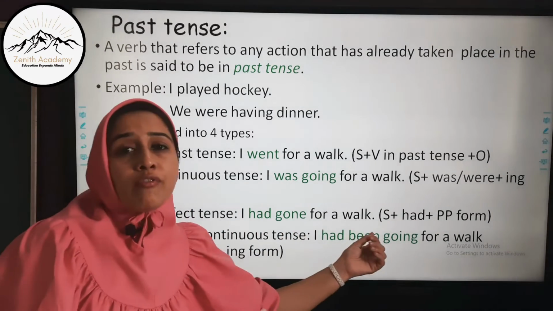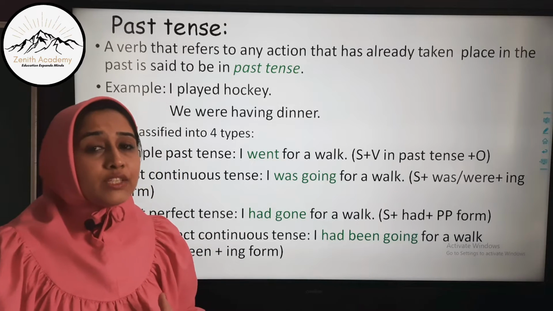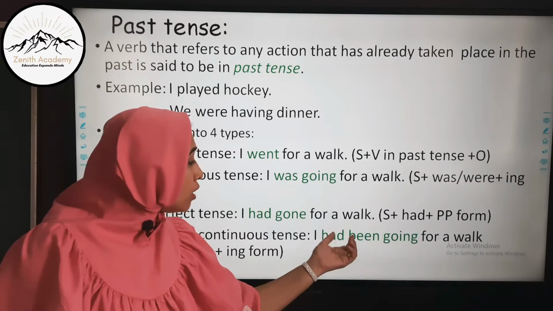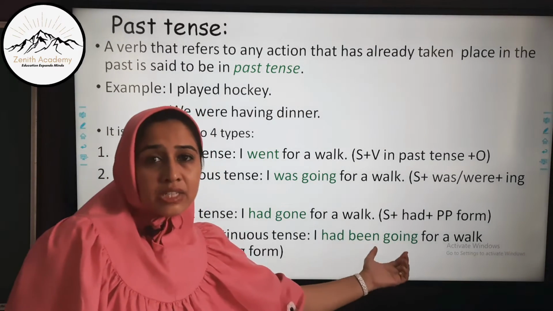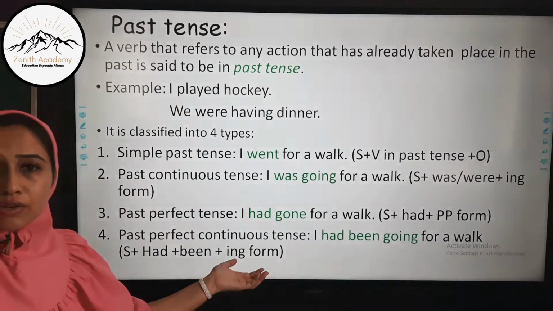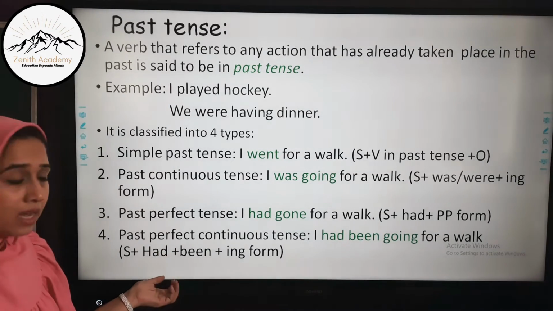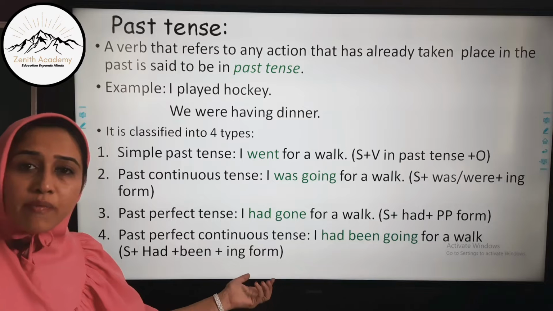I had been going for a walk. In present tense we saw "I have been." Here it will be "had been." So whenever "been" plus "ing" is there, it is perfect continuous tense. The formula is similar: subject plus had plus been plus the ing form of the verb.